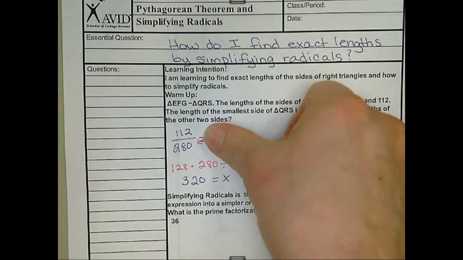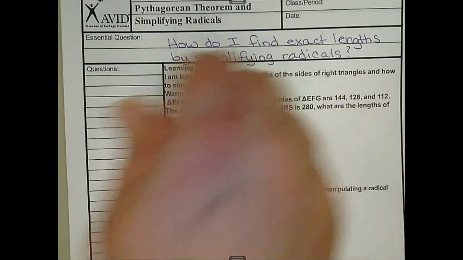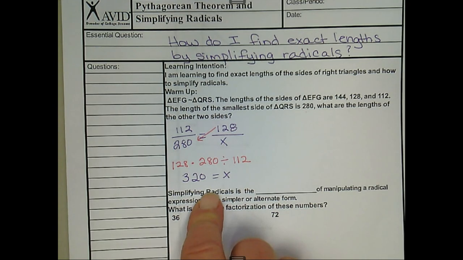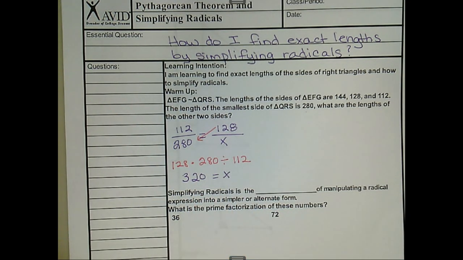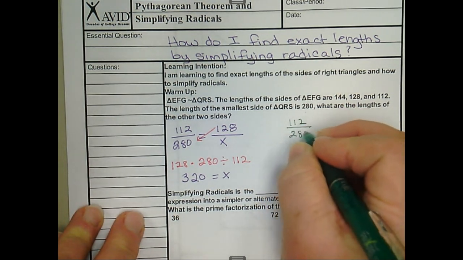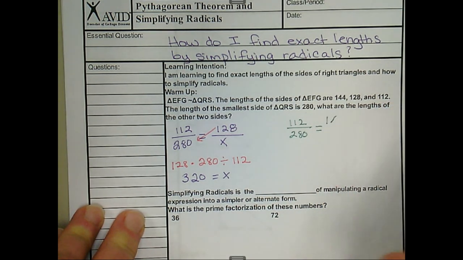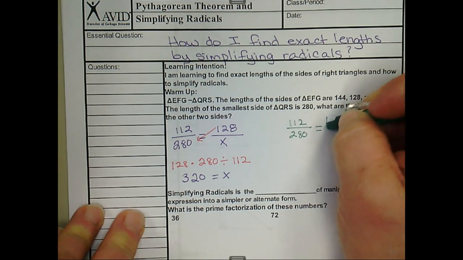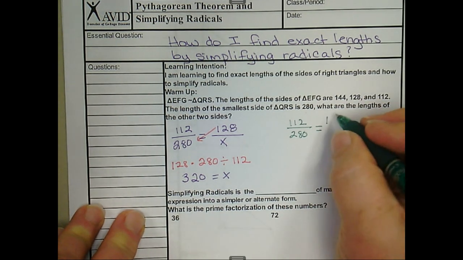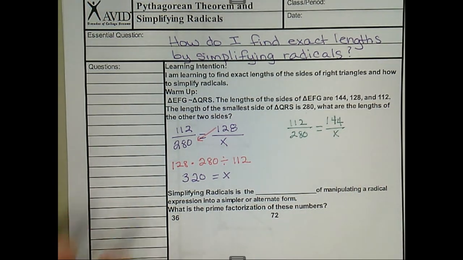We do the same thing. We have to use the same first ratio, because those are the two sides we actually know. Although now that we know the second one, we could always use 128 over 320, but it's just as easy to go back to the original. 112 over 280 is equal to 144 over x.